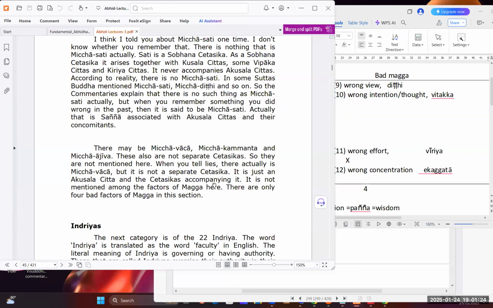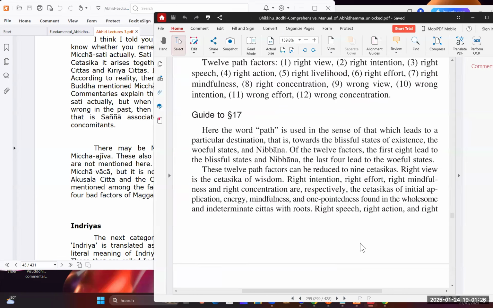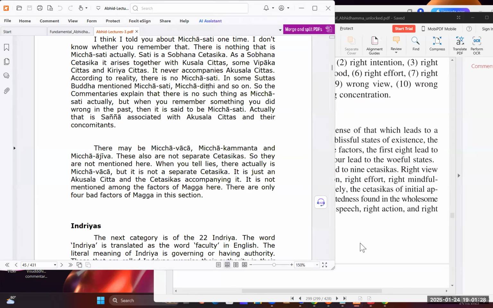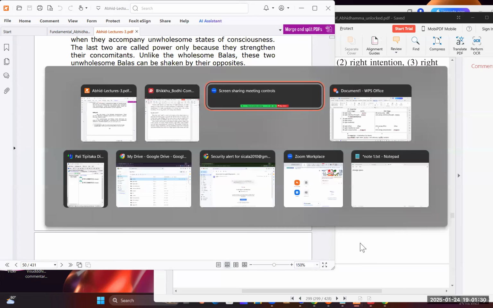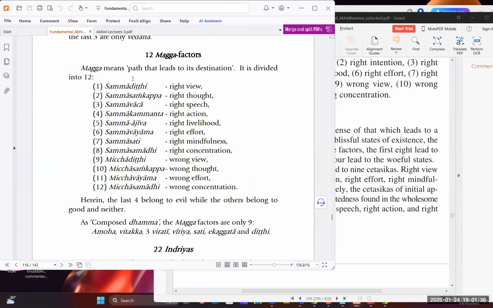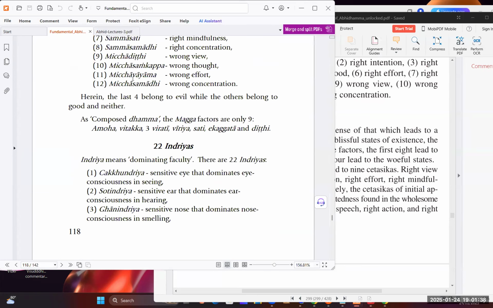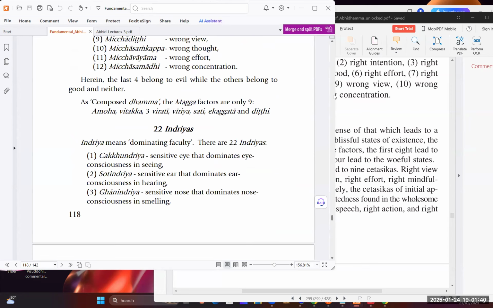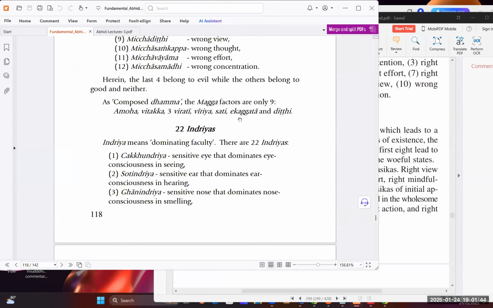Okay, we're going to continue. All right, now we go for Indriya. Now there are 22 of them, so it's a big category. But they are actually quite easy to understand. Now the meaning of Indriya is dominating faculty.